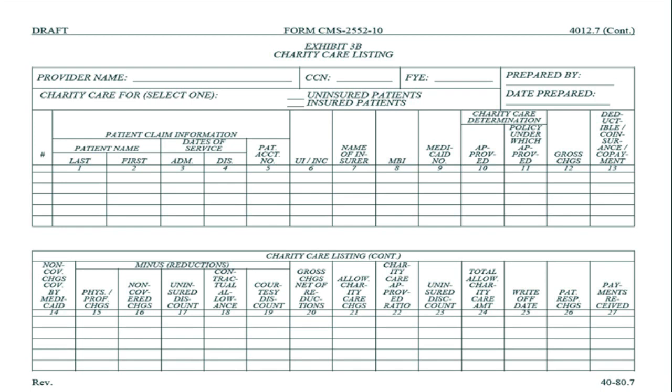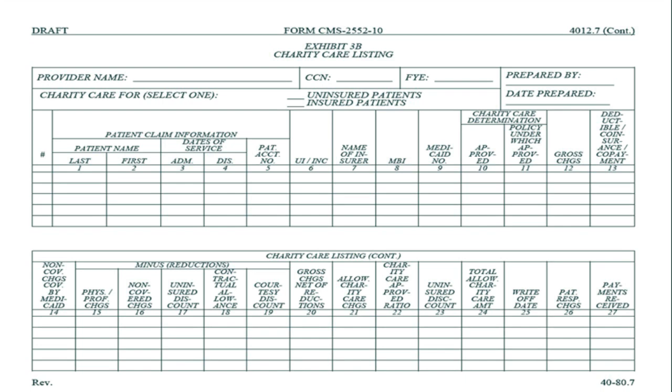Columns 1 through 5, and this relates to charity care, and there's a separate exhibit for uninsured and insured patients. Columns 1 through 5, again, include demographic information, name, admission, discharge, and patient account number. Column 6 is applicable to the uninsured listing and reflects whether the patient was uninsured or insured but not covered. And there's an indicator that you'll have to include there in order to distinguish.